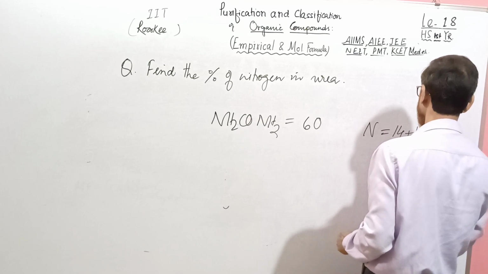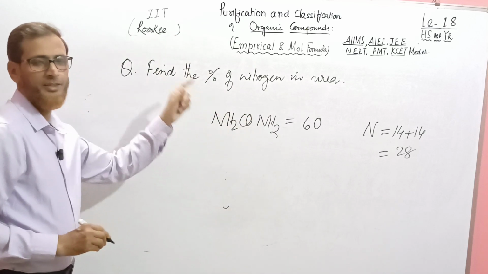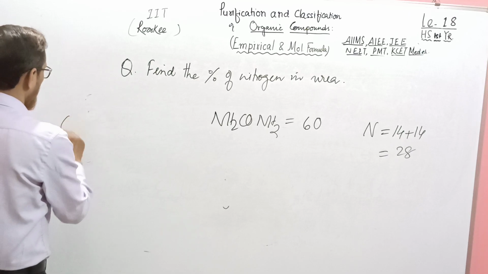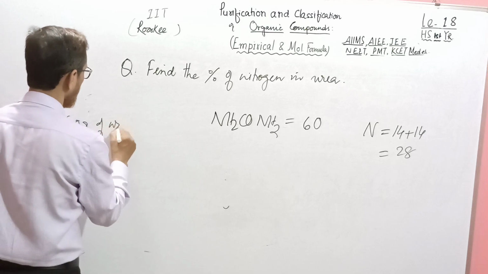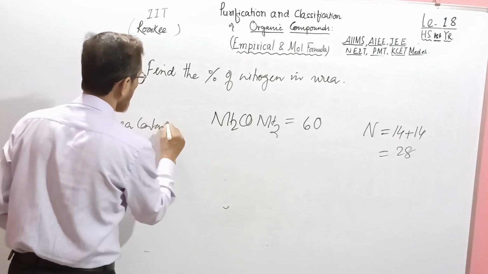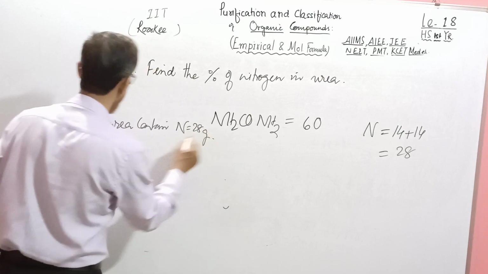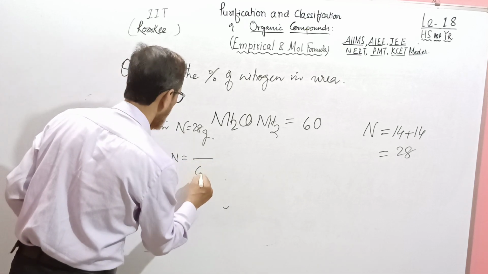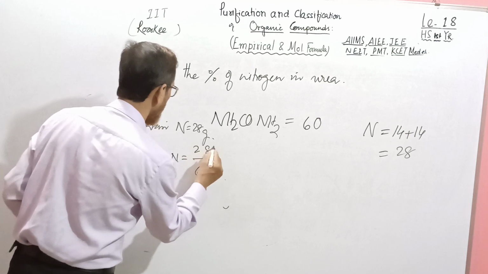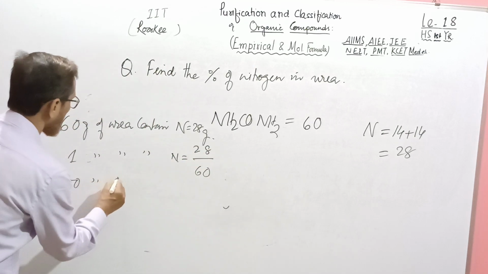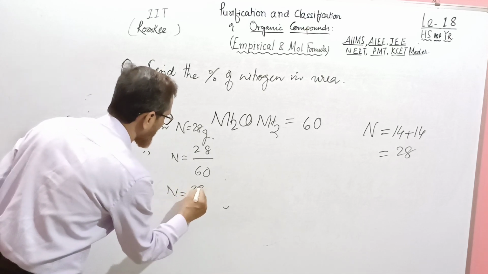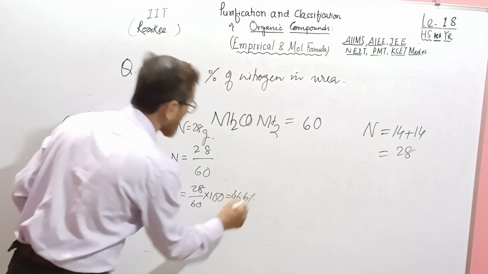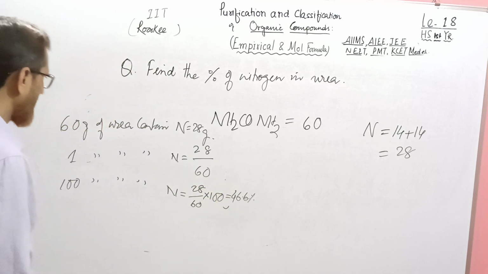You are getting 28. Now it is a simple calculation, a very preliminary class 4, 5, 6 calculation. 60 gram of urea contains nitrogen equal to 28 gram. Therefore, 1 gram of urea contains nitrogen equal to 28 by 60. Since you are asked to find the percentage, by the unitary method in a very simple way we can do it, and I think it is 46.6, or precisely you can do it, I think it is like this.